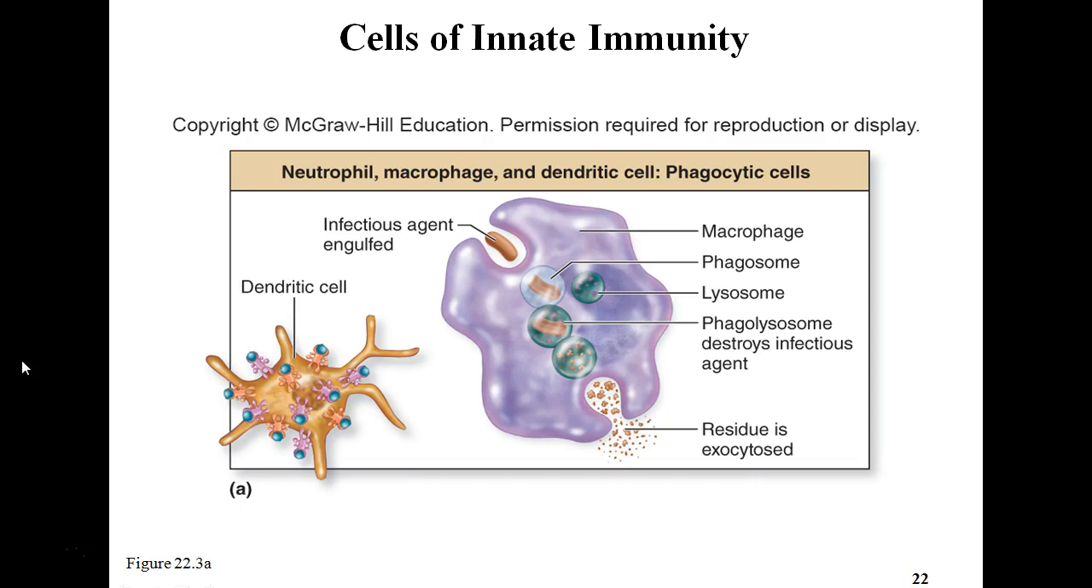Here's a diagram showing that neutrophil doing its job. Here's the process of a bacteria being engulfed. So here's our infectious agent. Here are those cellular organelles called lysosomes, which break down the substance. And here's the process of exocytosis, the removal of those fragments.